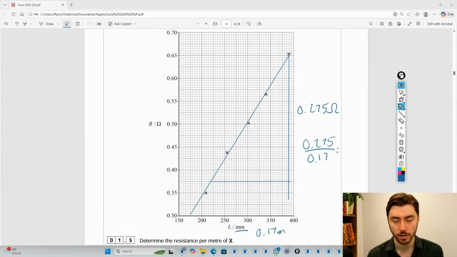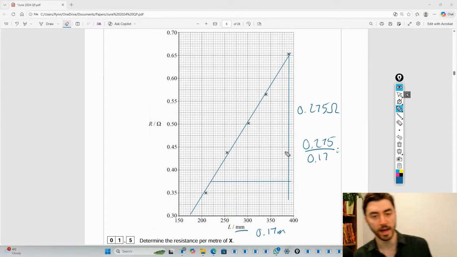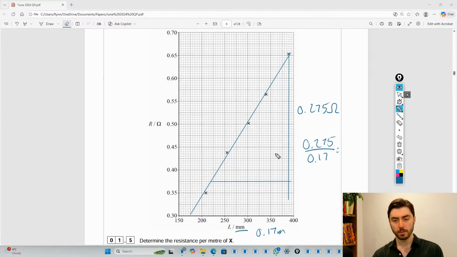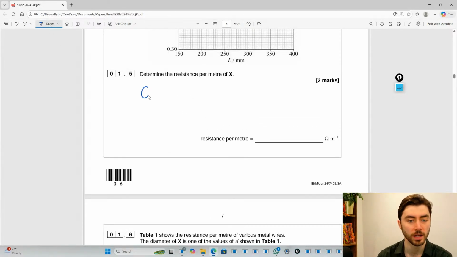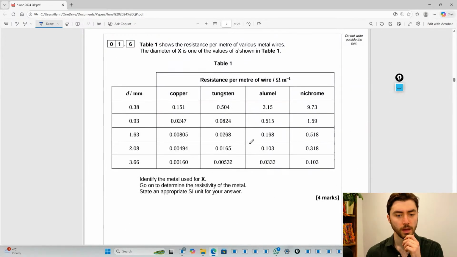1.6. No. Right. Okay. So what I should be doing is not annotating on that. So that won't be permanent. That's fine. But okay. So 0.275, okay. So from here, it's 0.275 all over 0.17 is 1.6 ohms per meter, which I think is the answer there. Resistance per meter of various metal wires. The diameter of X is one of the D values. We don't know which one.